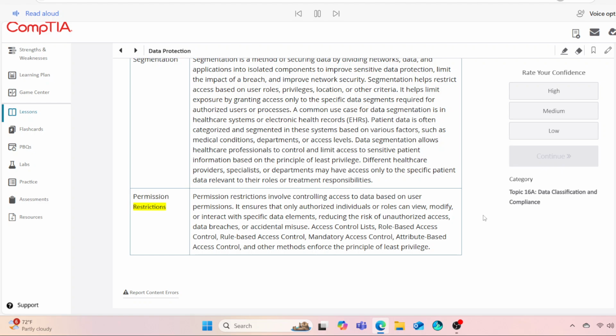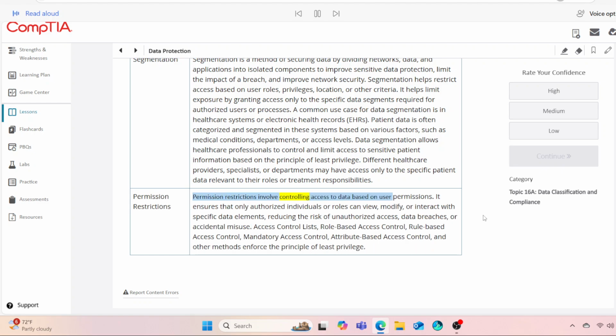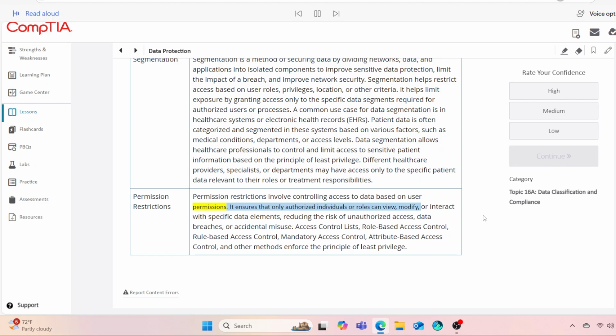Permission restrictions. Permission restrictions involve controlling access to data based on user permissions. It ensures that only authorized individuals or roles can view, modify, or interact with specific data elements, reducing the risk of unauthorized access, data breaches, or accidental misuse. Access control lists, role-based access control, rule-based access control, mandatory access control, attribute-based access control, and other methods enforce the principle of least privilege.